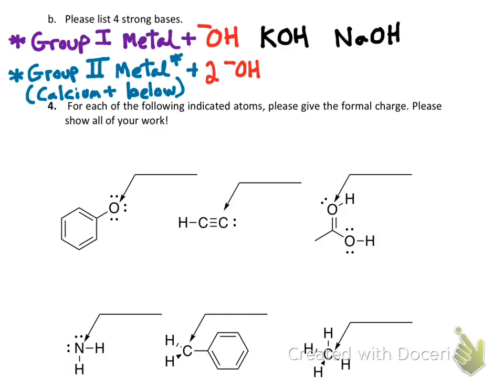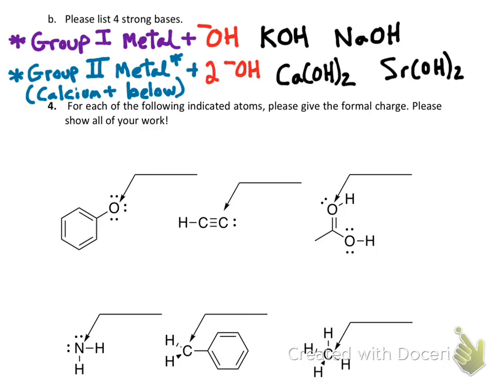So group 2 metal, with the caveat that it has to be calcium and below on the periodic table. So beryllium and magnesium hydroxide, those ions are too small, they do not form strong bases. But other than that, any group 2 metal hydroxide, calcium and below, and remember group 2 metals will have a positive 2 charge in a salt, which means they need 2 OH minuses to counterbalance their charge. So 2 examples of this would be calcium hydroxide, Ca(OH)2, and strontium hydroxide, Sr(OH)2, group 2 metals, calcium and below, with 2 hydroxides latched on.